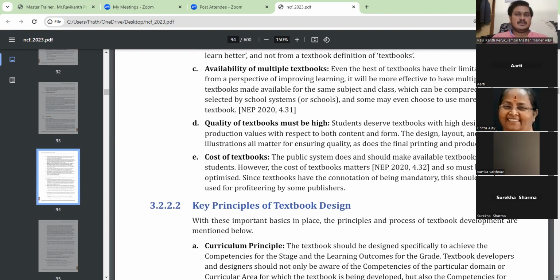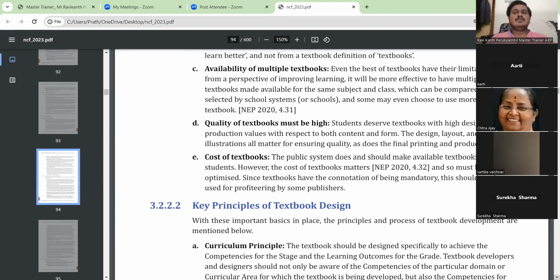Availability of multiple textbooks. Even the best of textbooks have their limitations. So from a perspective of improving learning, it will be more effective to have multiple textbooks made available for the same subject and class, which can be compared and selected by the school system.